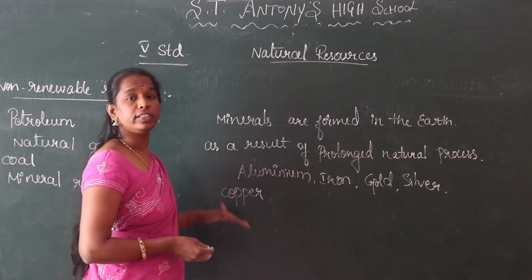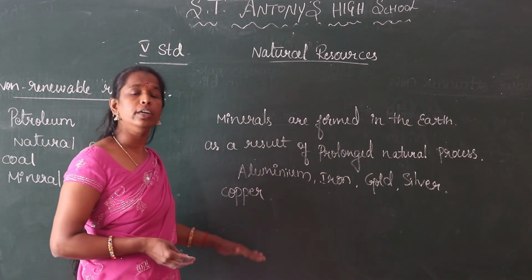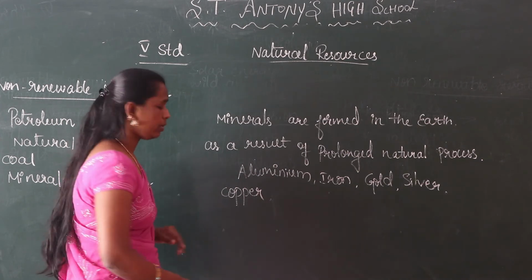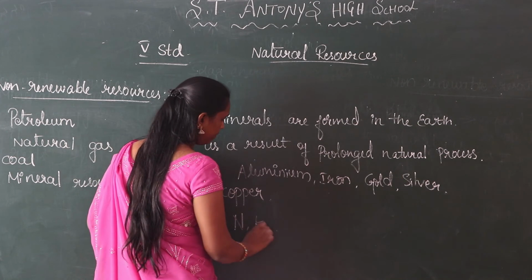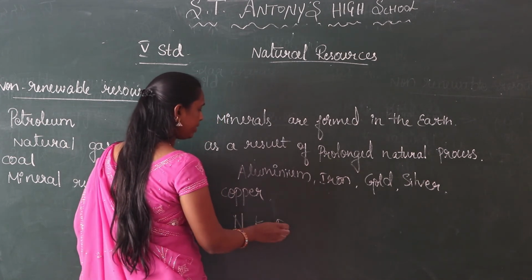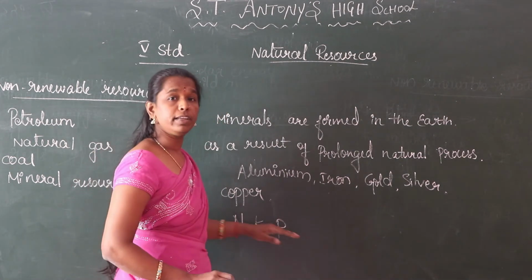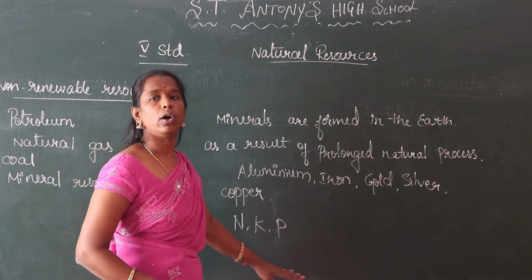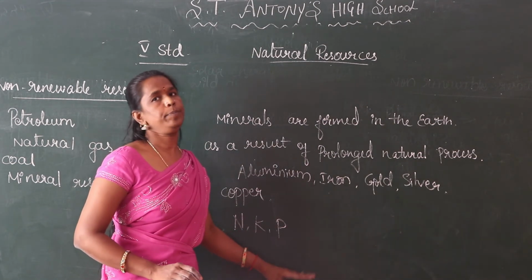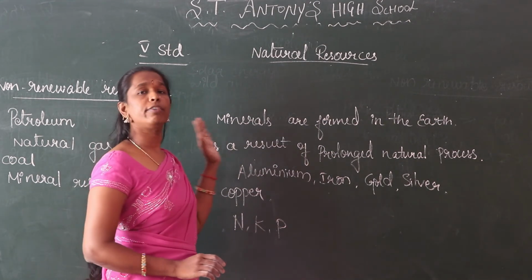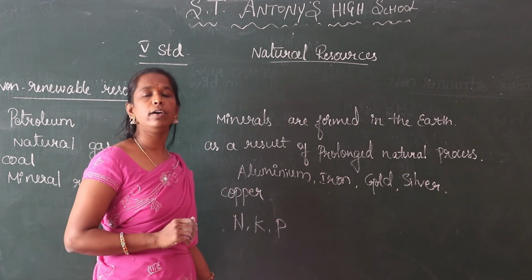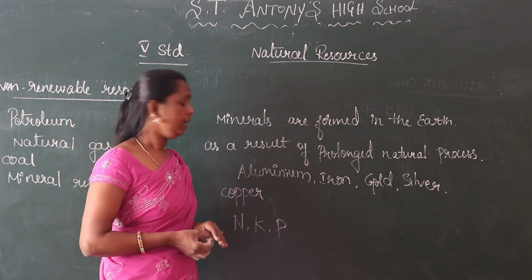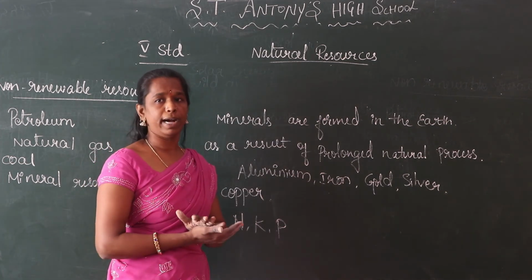Not only animals, plants also need minerals from the soil. For example, nitrogen, potassium, phosphorus. These minerals are got from the soil. It is helpful for the plants. So minerals are formed in the earth, and the plants also use minerals like potassium and phosphorus.